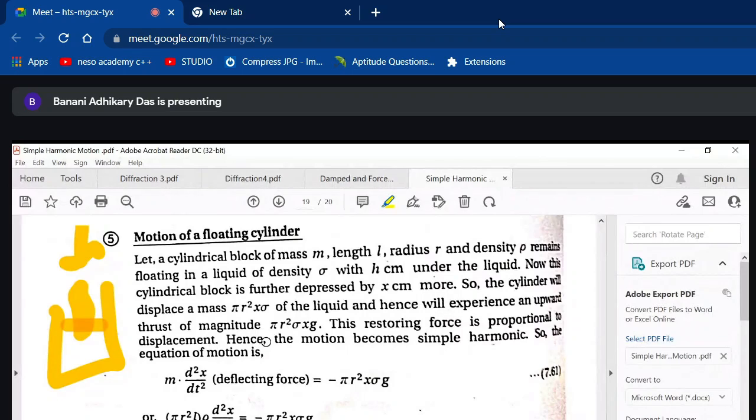What is the mass of the liquid? Pi r square sigma x. This amount of liquid is displaced, so the upthrust experienced is equal to the weight of the liquid displaced, pi r square sigma x g. This is the net upthrust that is experienced by the cylinder. In this case, the upthrust is behaving as the restoring force.